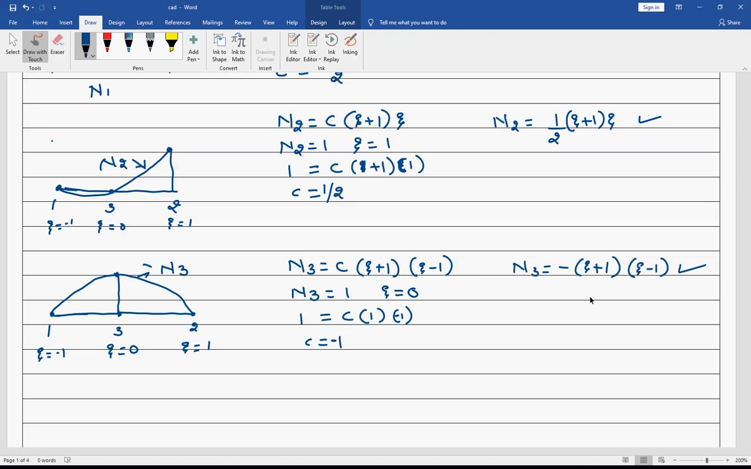Just let me know quickly whether you got N1, N2, N3 or not. You can just type y, or if you have any question you can type and ask the question.